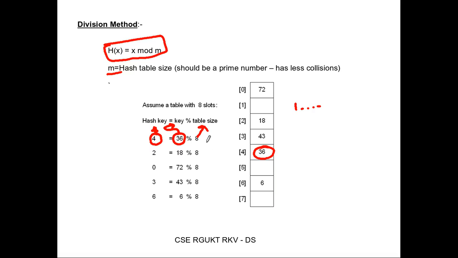Okay, so similarly you have an element 18 which has to be stored. Same process, 18 mod 8 is 2 for us. At index 2, 18 gets stored. Next you want to store an element 72. 72 mod 8 is 0 for you. 72 gets stored at the 0th index. Then you have 43. 43 mod 8 is 3 for you. At index 3, 43 gets stored. Next you have element 6. 6 mod 8 is 6 itself. At index 6 the element gets stored.